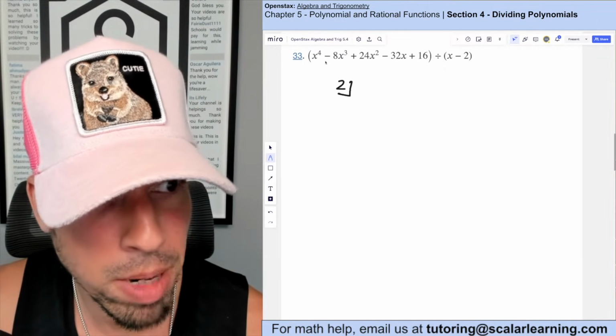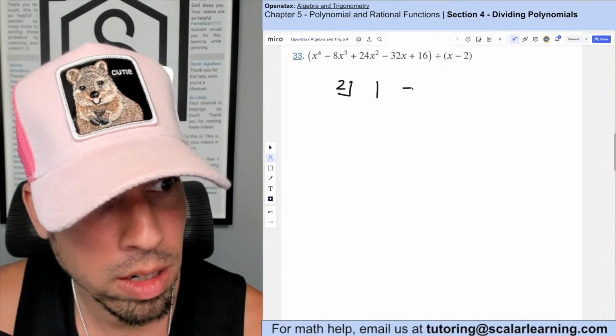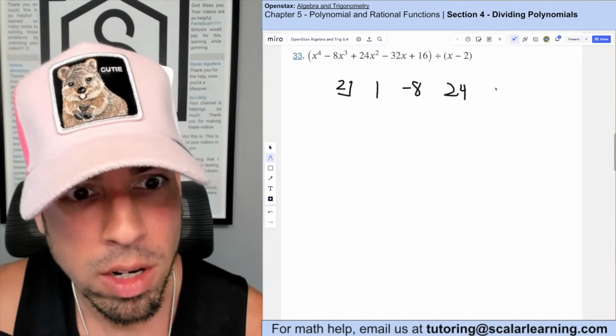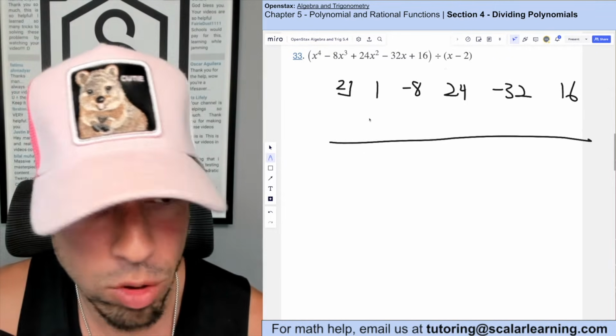For this one, let's start with that synthetic division by taking the opposite of this value, which is 2, throwing it in the box, and then the coefficients in descending order of degree. So we got 1, -8, 24, -32, and 16. So this is a long one. And let's go through synthetic division.